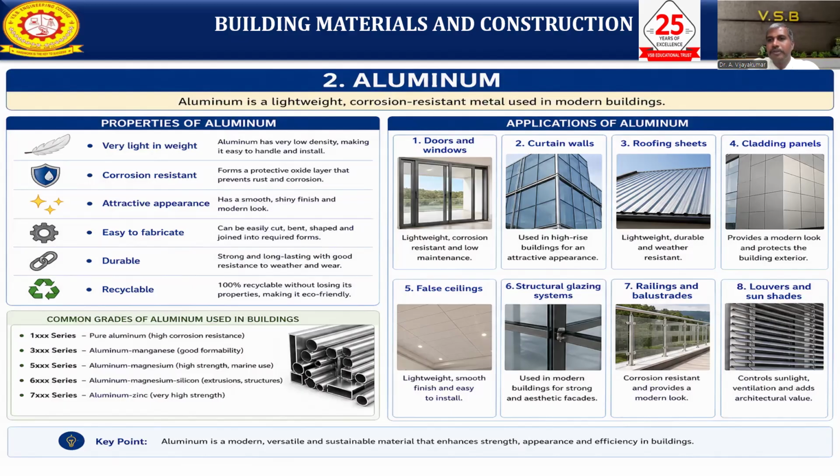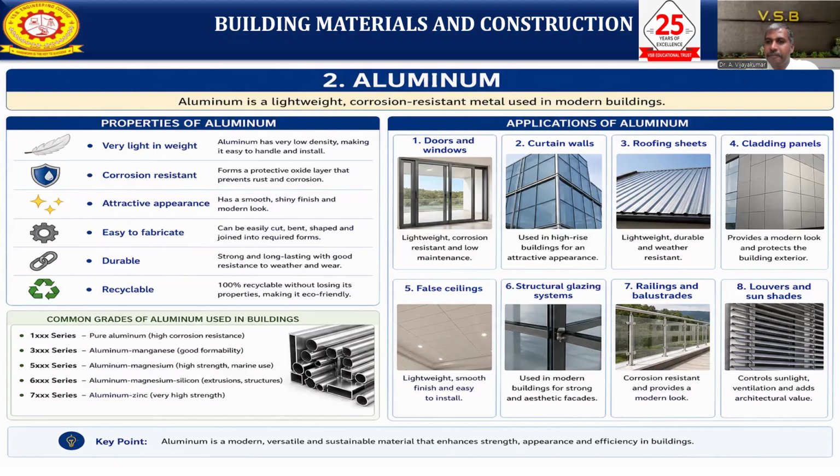While talking about the applications of aluminum, we can use it for doors and windows because of its lightweight, corrosion resistance and low maintenance. In curtain walls, it is used in high-rise buildings for an attractive appearance; the frame and everything we can make from aluminum. Nowadays, people are using it for roofing sheets, galvanized roofing sheets and profile roofing sheets. That is also made of aluminum.